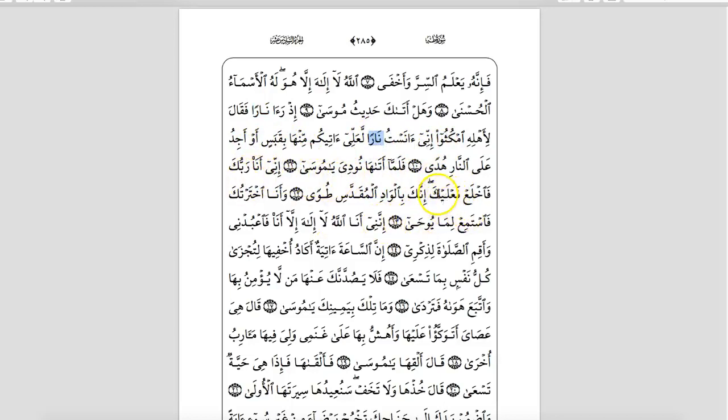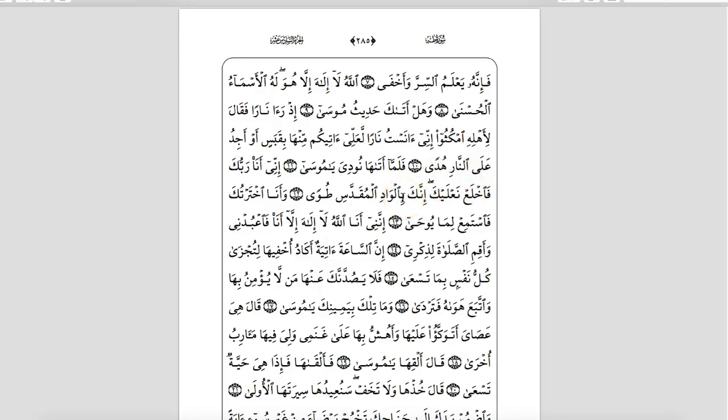Okay, فخلع نعليك. So نعلي, the ya is there, it's a dual. The ya, تثنية, the dual. الصلاة اسم مفرد. إن الساعة اسم مفرد. So like I said, you can go through it and spot all these, and then highlight them. You can send them to me and I can check it for you.